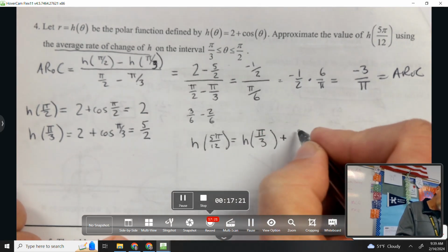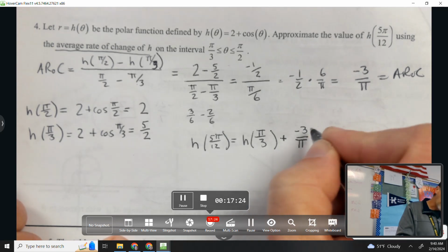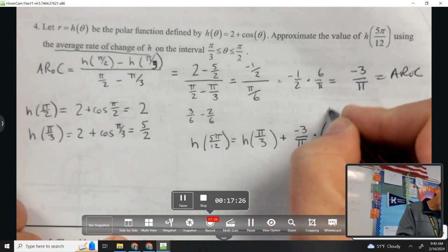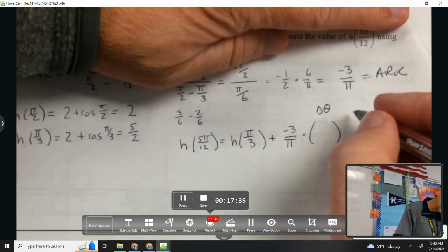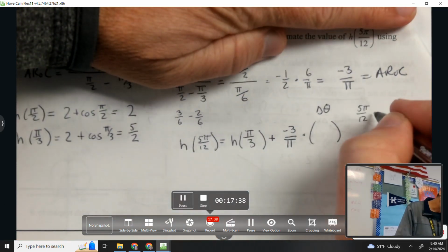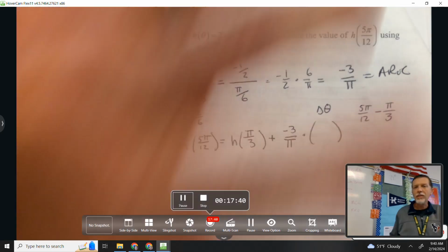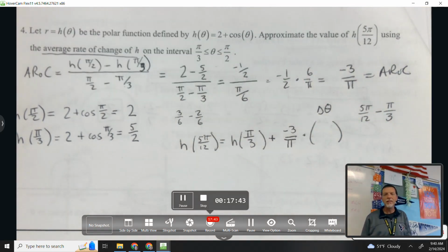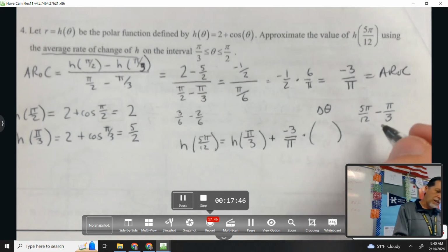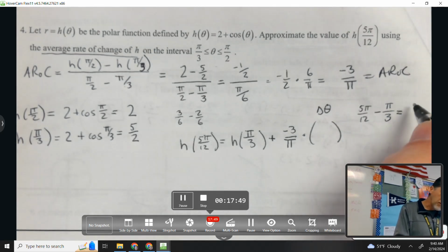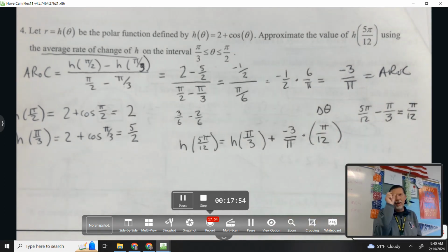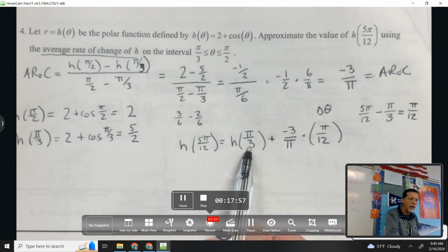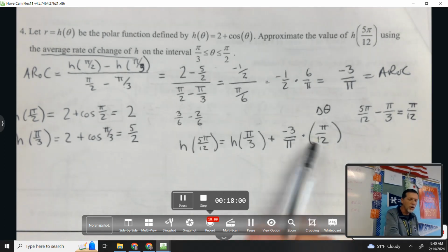And then I'm going to add my average rate of change times my change in theta. Uh-oh, my change in theta. How far is it from pi over 3 to 5 pi over 12? The short answer is I don't know. That's why we do common denominators here. So that would just be pi over 12, because 5/12 minus 4/12 is pi over 12. So pi over 12 is the step that I'm going to take from pi over 3 to get to 5 pi over 12.